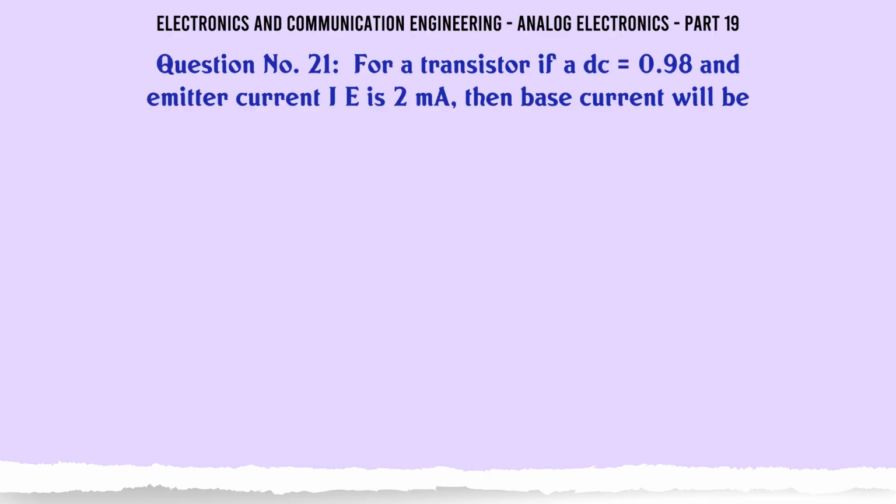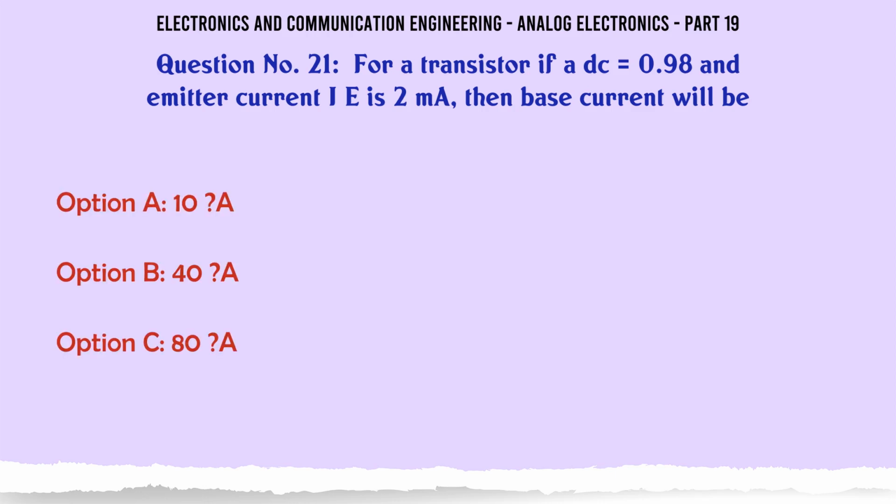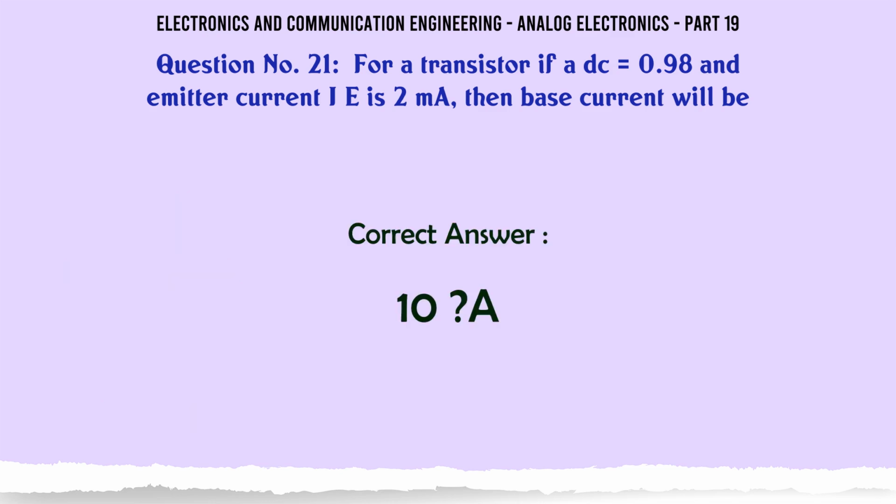For a transistor, if alpha DC is 0.98 and emitter current IE is 2 mA, then base current will be: A. 10 microamperes. B. 40 microamperes. C. 80 microamperes. D. 200 microamperes. The correct answer is 10 microamperes.